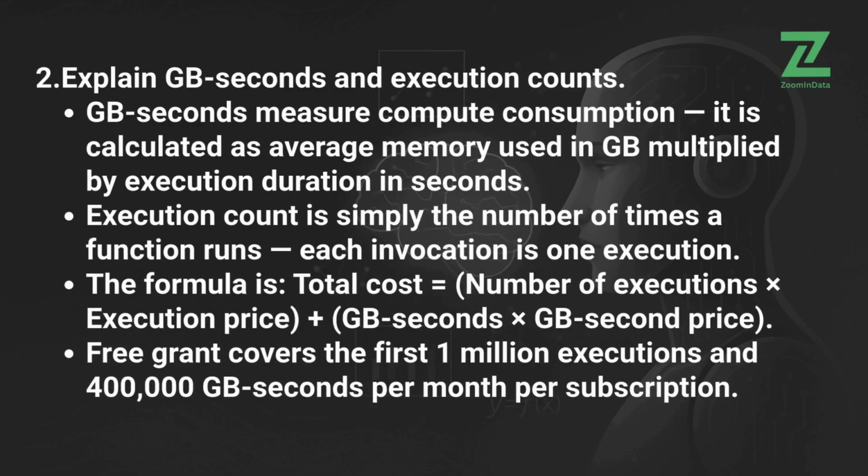Explain GB seconds and execution counts. GB seconds measure compute consumption. It is calculated as average memory used in GB multiplied by execution duration in seconds. Execution count is simply the number of times a function runs. Each invocation is one execution. The formula is total cost equals number of executions times execution price plus GB seconds times GB second price. Free grant covers the first 1 million executions and 400,000 gigabyte seconds per month per subscription.